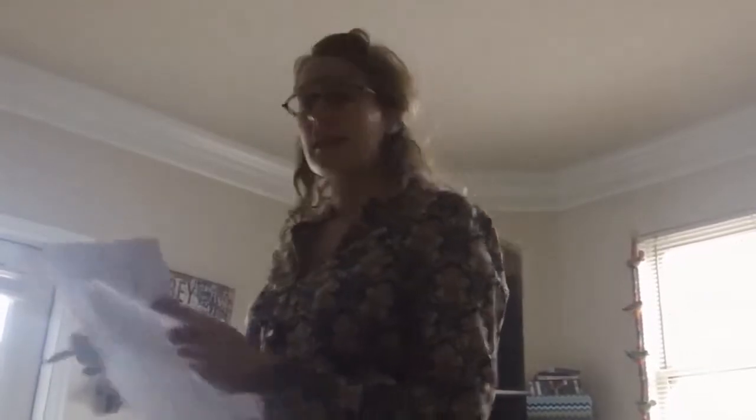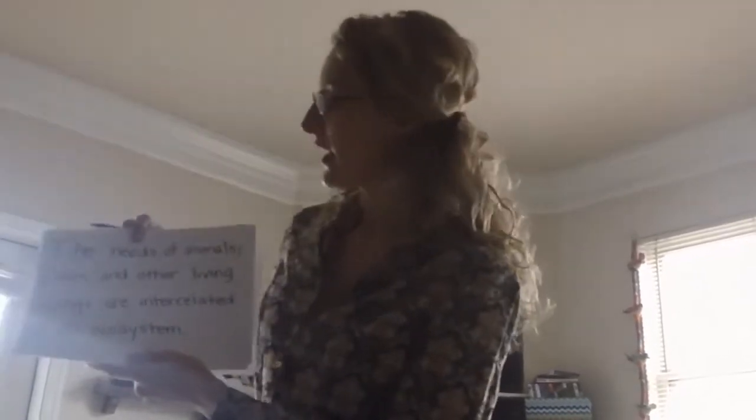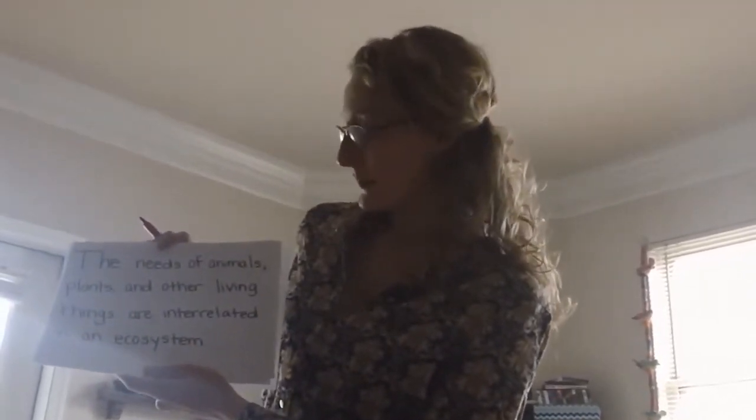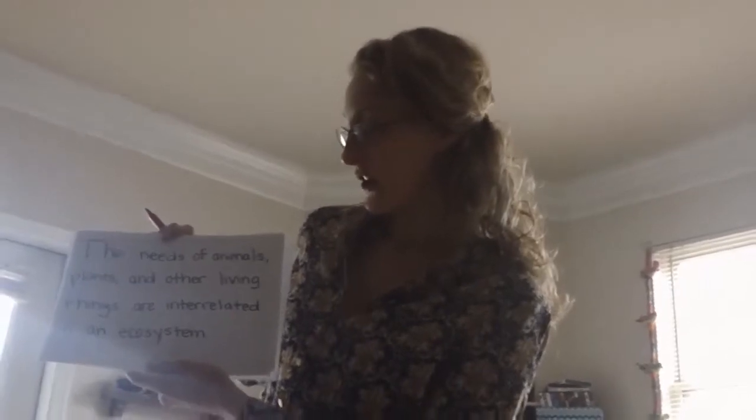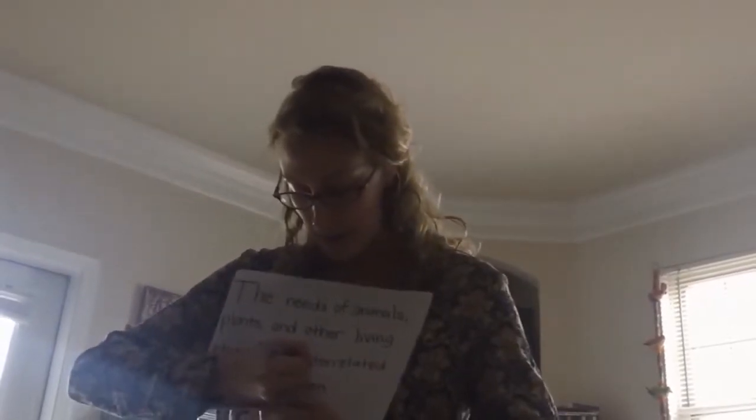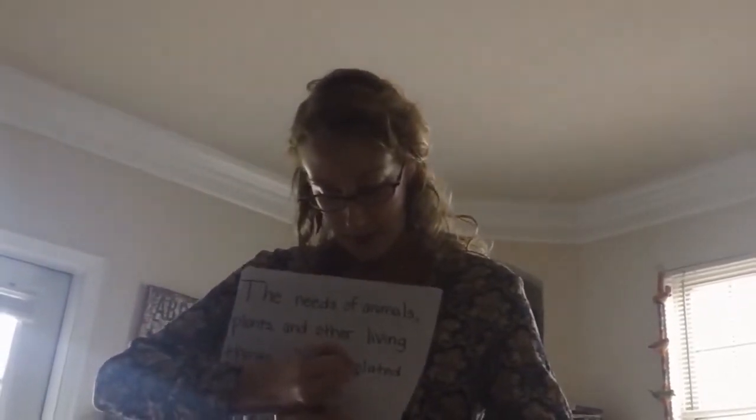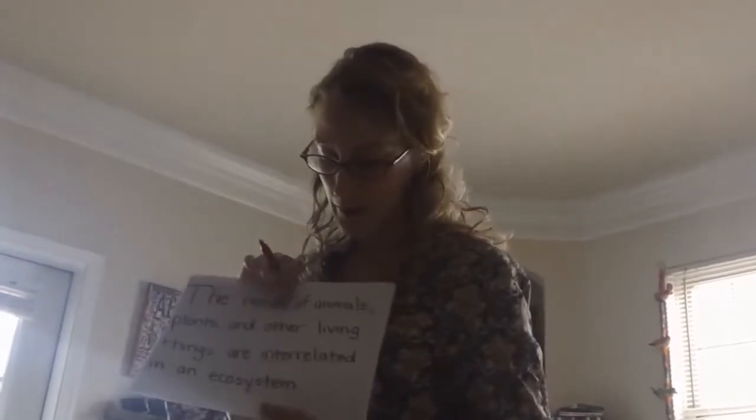All right, so let's try interrelated in an example sentence. Again, we're talking about ecosystems. The needs of animals, plants, and other living things are interrelated in an ecosystem. So let's see. You see that word interrelated, and let's make a definition since we have practiced with these two, the prefix and the root.